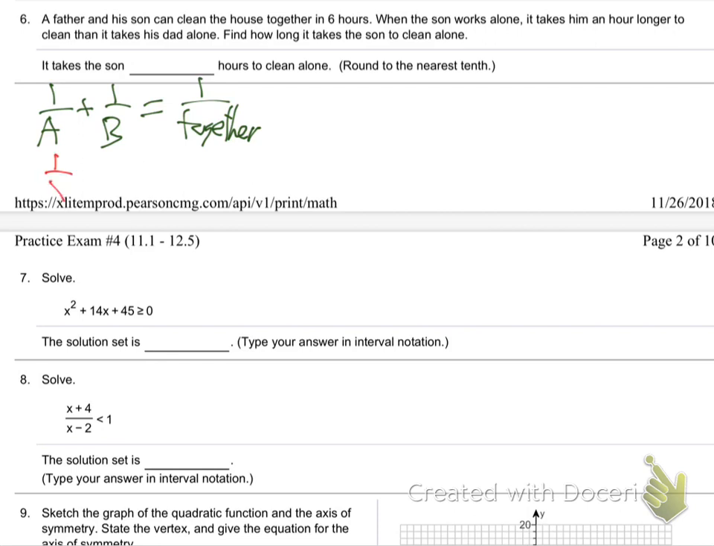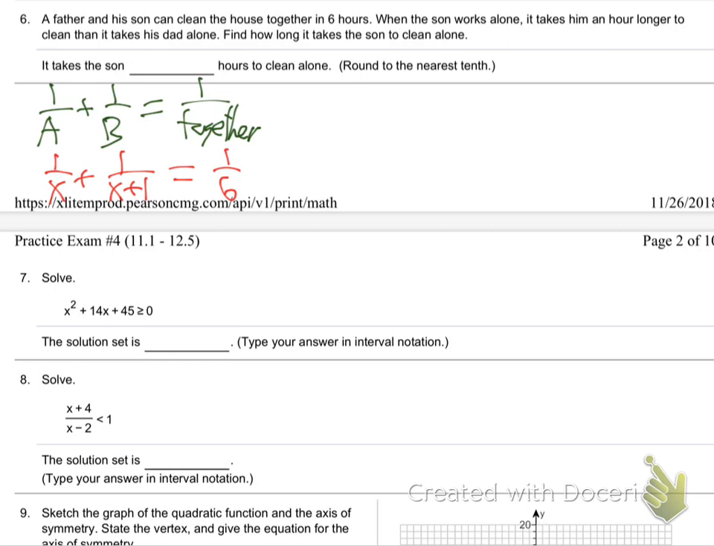So this will be 1 over x plus 1 over x plus 1, or vice versa. You could put the x plus 1 first, it doesn't matter. And then the 6 is the together, because it says 6 hours together, and then one of those is A. It doesn't matter which is which. The order doesn't matter on A and B. There's our equation. That's not easy to solve.